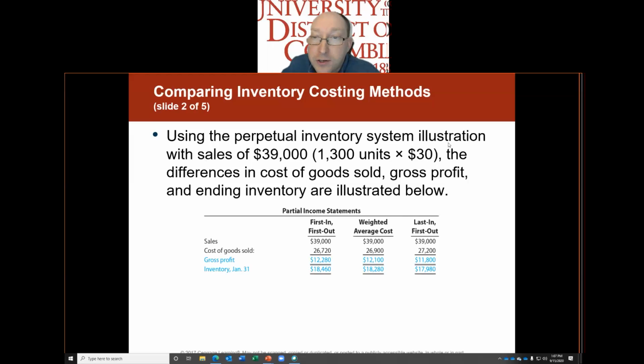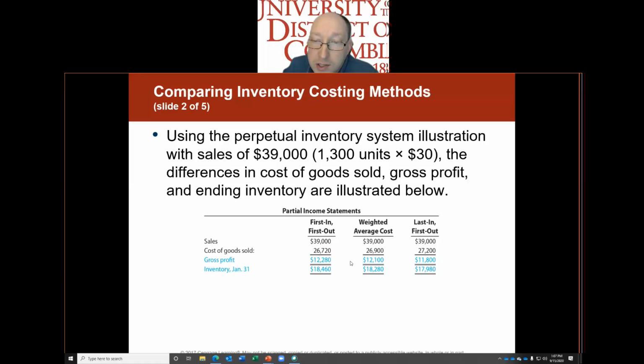So using the perpetual inventory system, in this example, we have sales of $39,000. The differences in cost of goods sold, gross profit, and inventory are illustrated below. Sales, $39,000. Our cost of goods sold for first in, first out is $26,720. For weighted average it is $26,900. For last in, first out, it's $27,200. How did we get there? We take the cost per unit times the total number of units. Gross profit is sales minus cost of goods sold, and then we have our ending inventory.